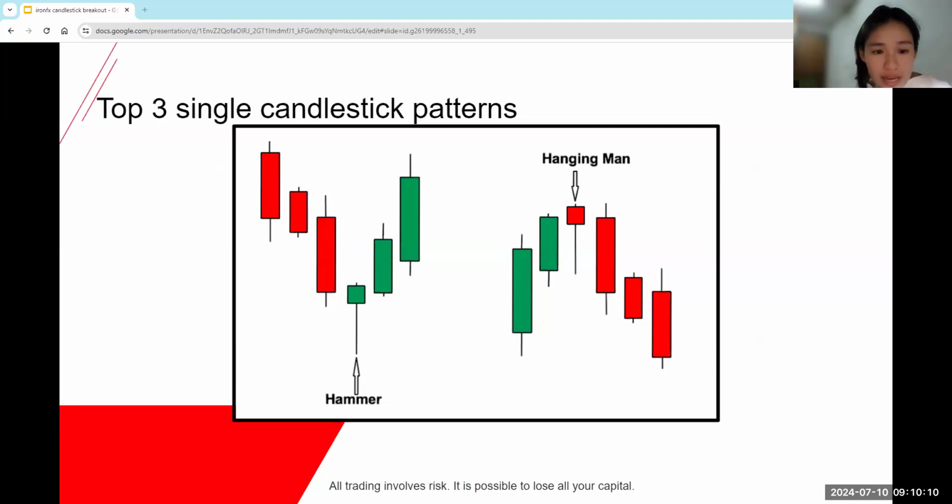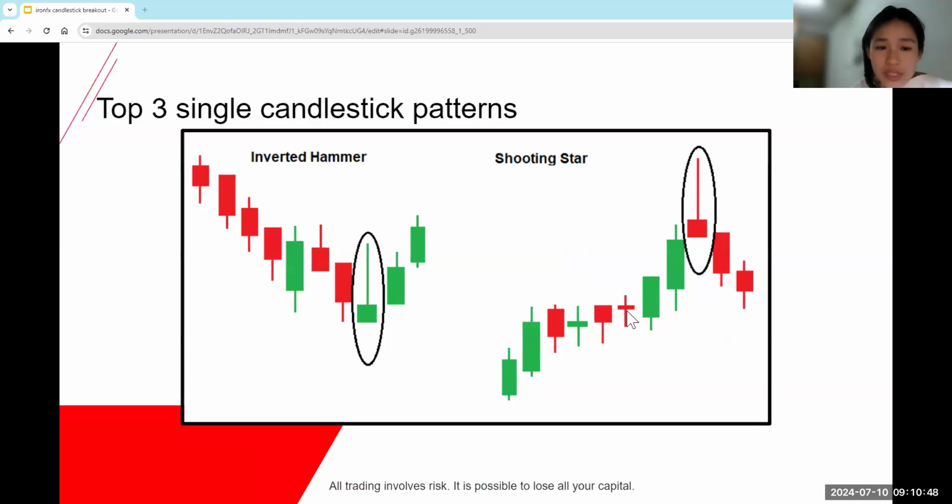To start off, we're going to look at the hammer and hanging man. These are pretty straightforward. Basically, if we're looking at a reversal from price moving in a downtrend to an uptrend, we're looking at a hammer, where the upper wick of the candlestick is much shorter than the bottom wick. Hanging man, of course, would be the opposite, and it would be a reversal from an uptrend into a downtrend.